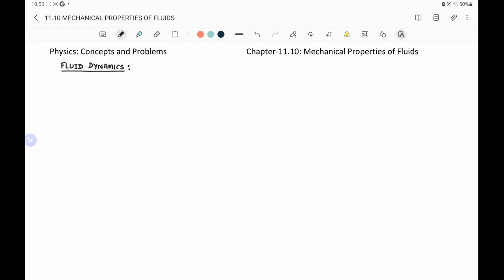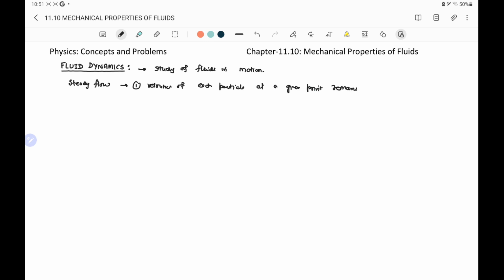Next is fluid dynamics. It is the study of fluids in motion. Therefore, we write that fluid dynamics is a study of fluid in motion, and this motion is called a steady flow if it satisfies the following conditions. Number one, the velocities of each particle at a given point remain the same or constant in time.